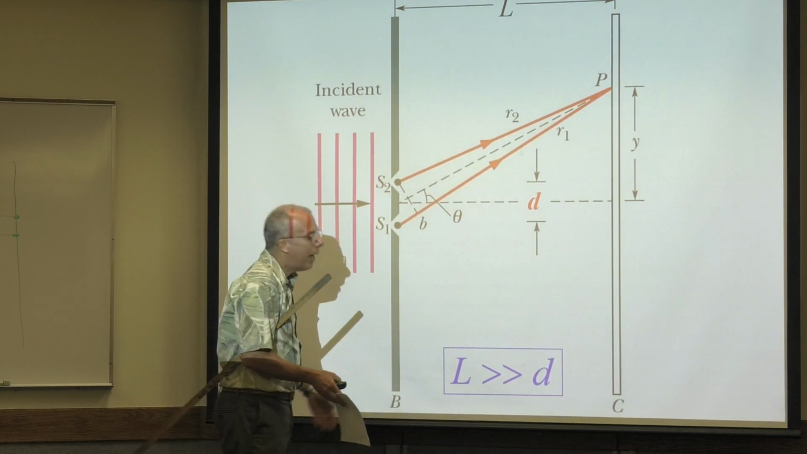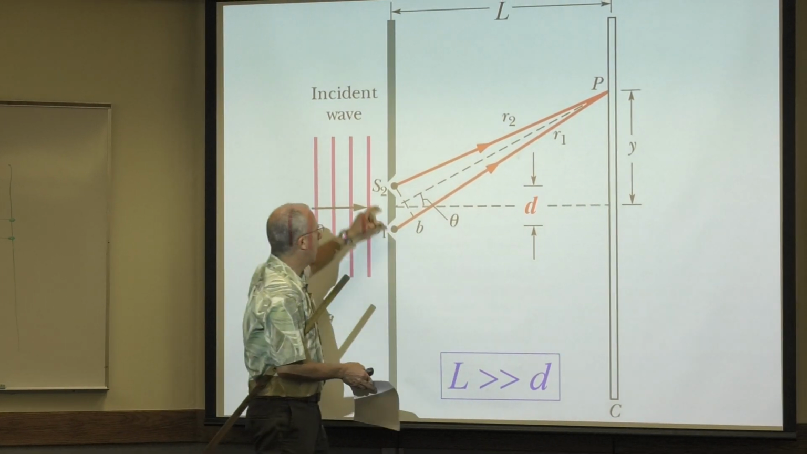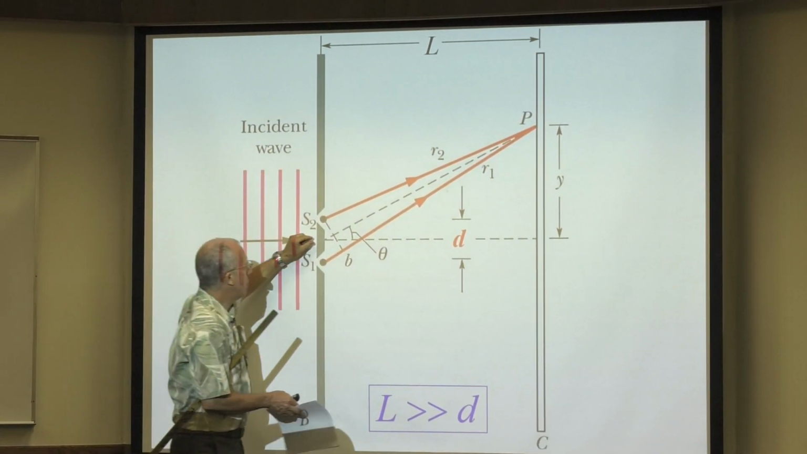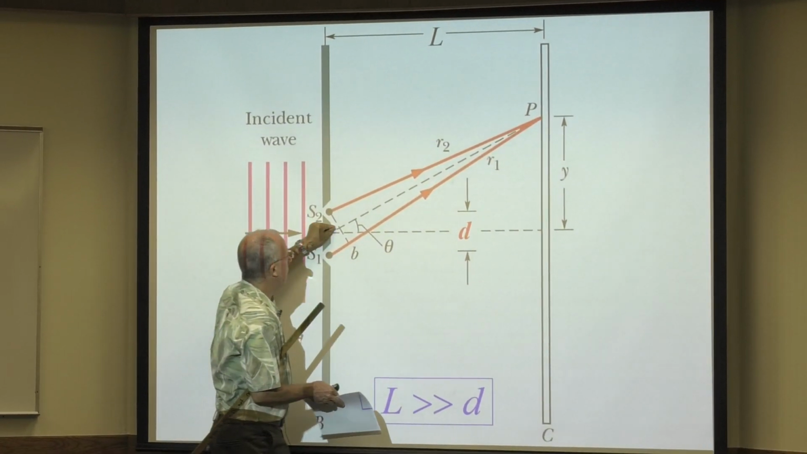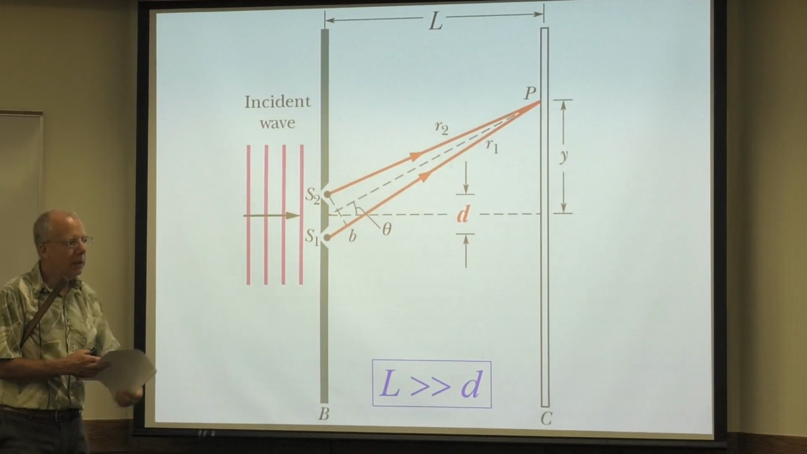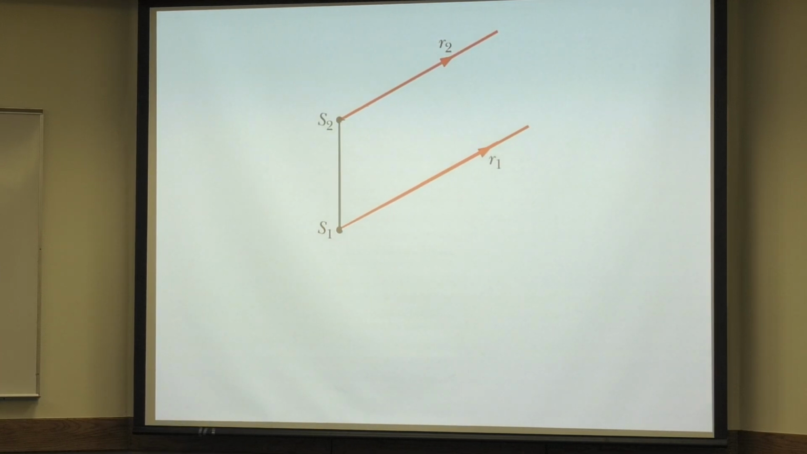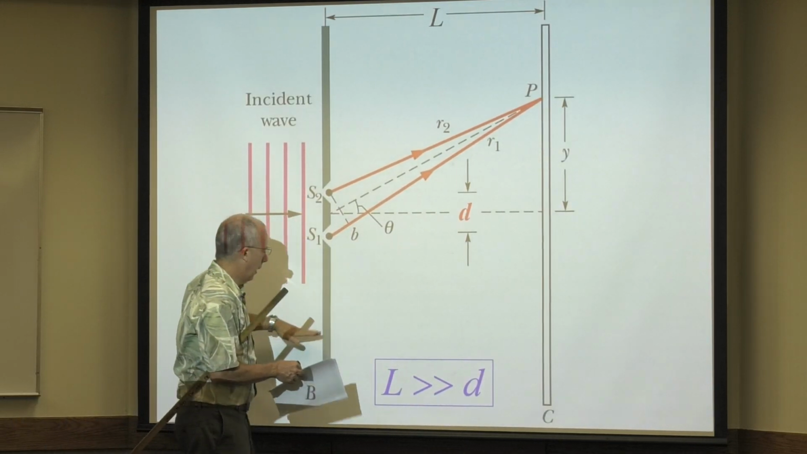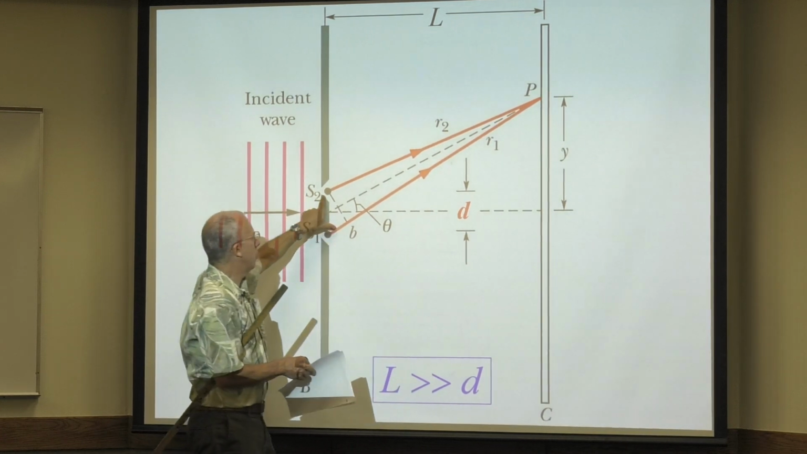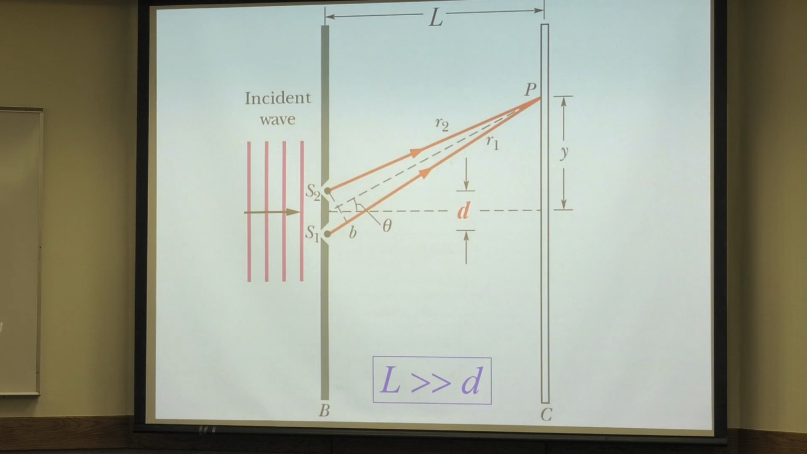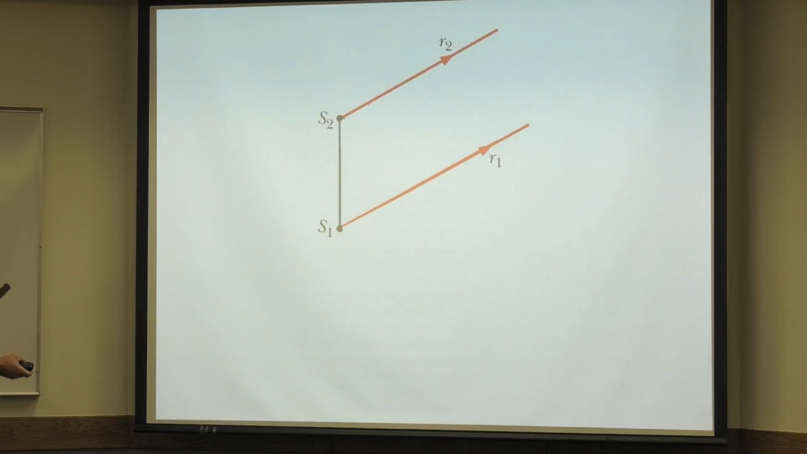Tons greater than, much greater than. So L is tons bigger than this distance, all right? Now, think about it. If this distance is almost nothing, then what does it look like for these rays? Basically, they're parallel, right? And so that's the approximation. This is going to save us a lot of math, believe me. Because this is so much smaller than this, we're going to assume that these two rays are parallel. It's a good assumption, right?